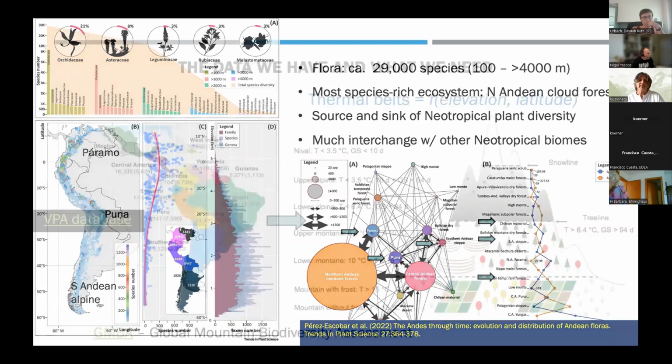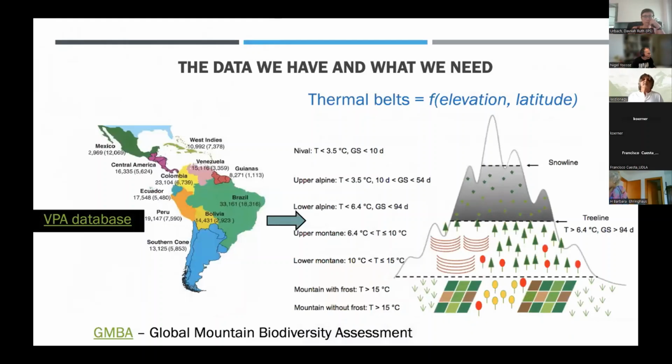The problem is that when we deal with mountain biodiversity, we need a different kind of characterization. Altimetric data do not tell us much. So we have an enormously rich database that we would somehow need to arrange in a way that we could interpret it in terms of whether it belongs to upper mountain, whether it belongs to the alpine.